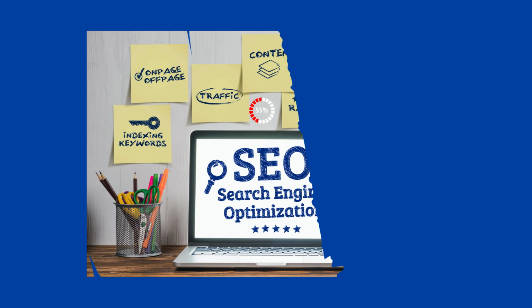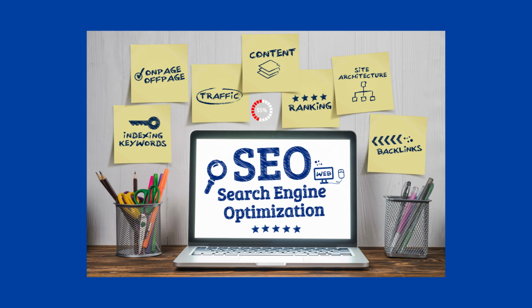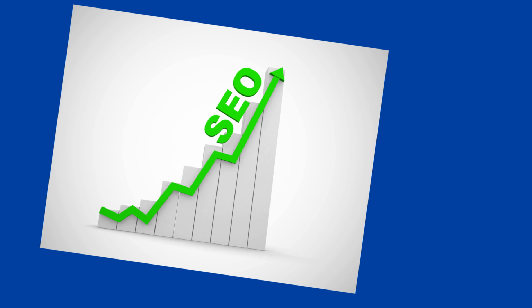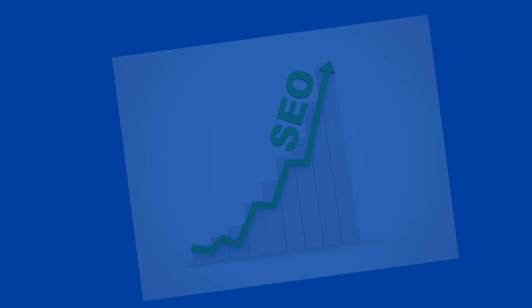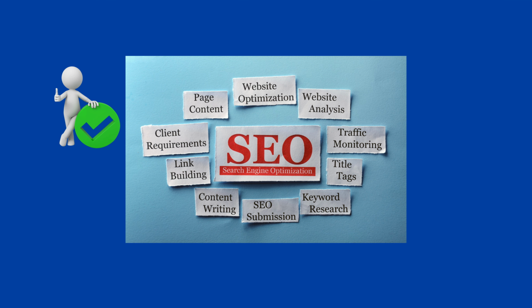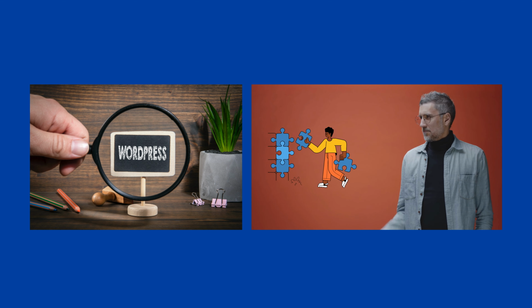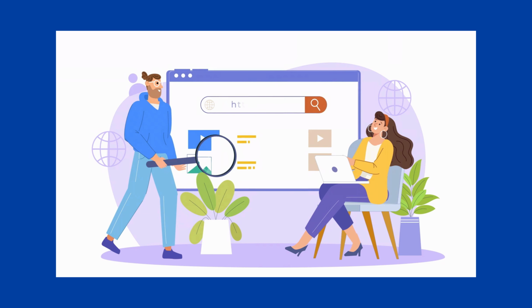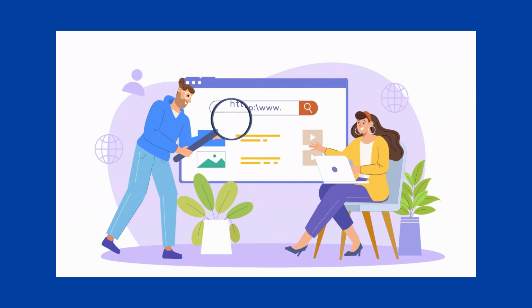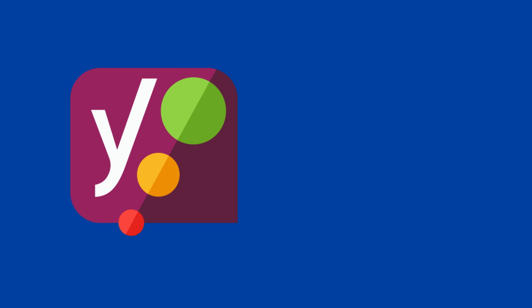Did you know that SEO plugins can boost your organic traffic by up to 55% when used correctly? So, choosing the right SEO plugin could be a game changer for your blog or website. When it comes to SEO plugins for WordPress, two names stand out from the crowd. First one is Yoast SEO, and second one is Rank Math.